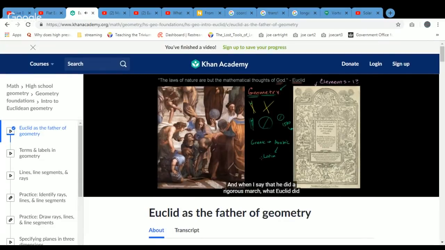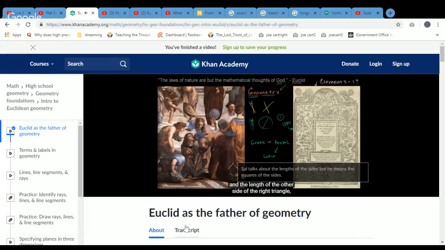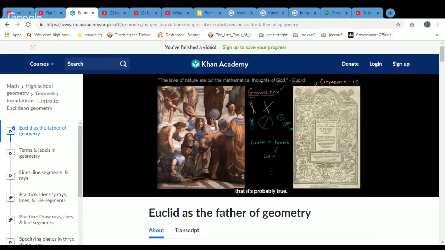And when I say that he did a rigorous march, what Euclid did is he didn't just say, oh, I think if you take the square of one side of a right triangle and the length of the other side of the right triangle, it's going to be the same as the square of the hypotenuse, all of these other things. And we'll go into depth about what all of these things mean. He says, I don't want to just feel good that it's probably true. I want to prove to myself that it is true.